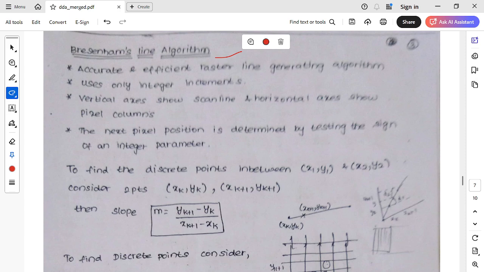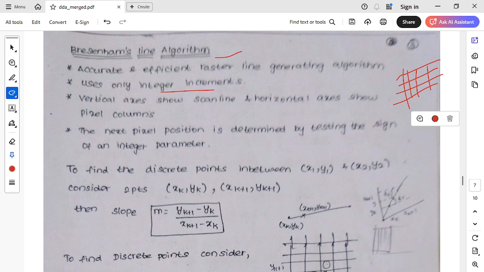This particular line drawing algorithm is an accurate and efficient raster line generating algorithm, and it uses only integer increments. So here we are not going to consider any fractional part. The vertical axis shows the scan line and the horizontal axis shows the pixel columns. The next pixel position is determined by testing the sign of the integer parameter, whether it is positive or negative. Depending upon that parameter, you're going to find the next pixel position.